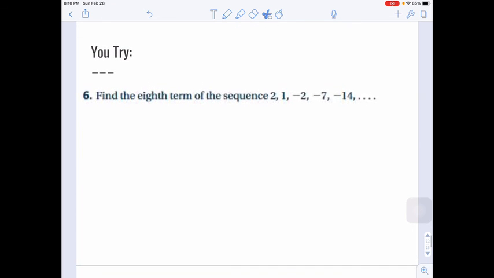And now I would like you to try number 6. Find the 8th term of the sequence 2, 1, -2, -7, -14.